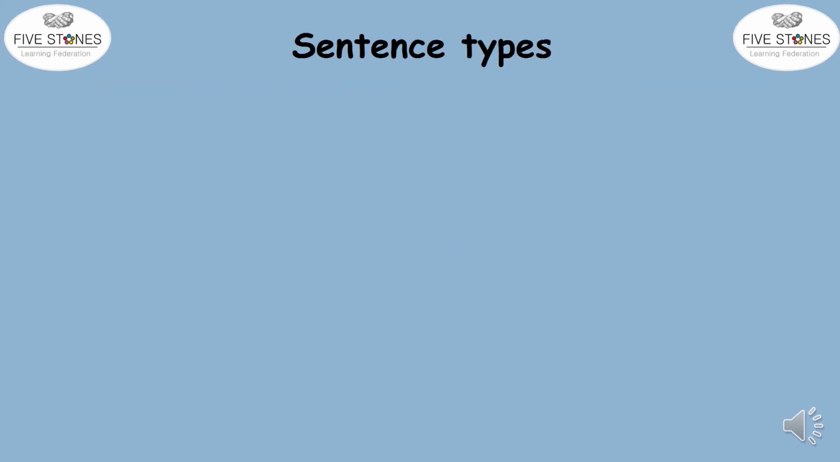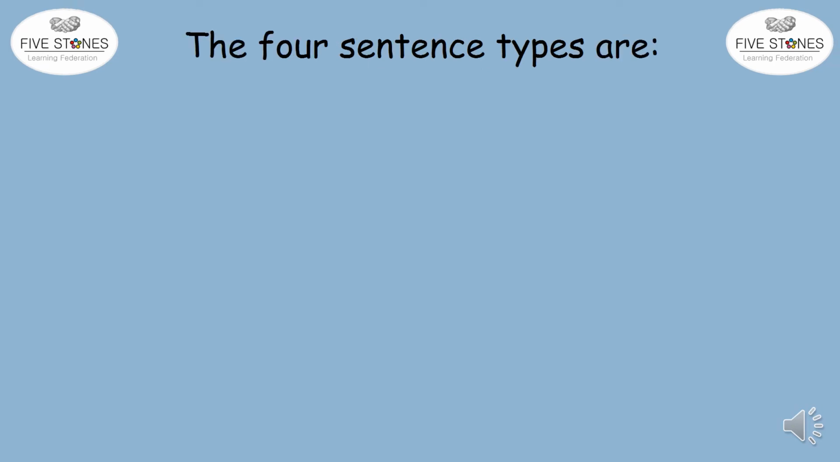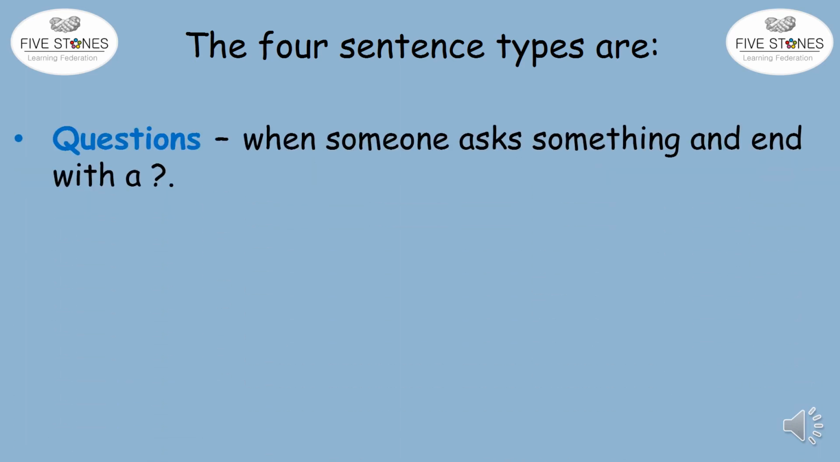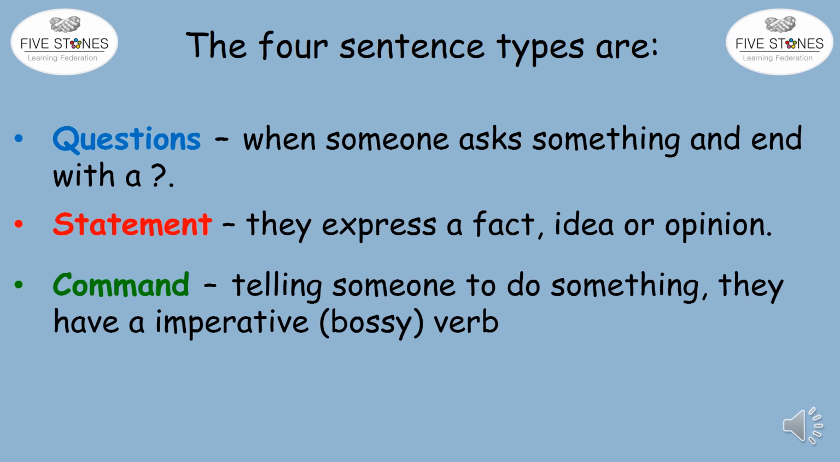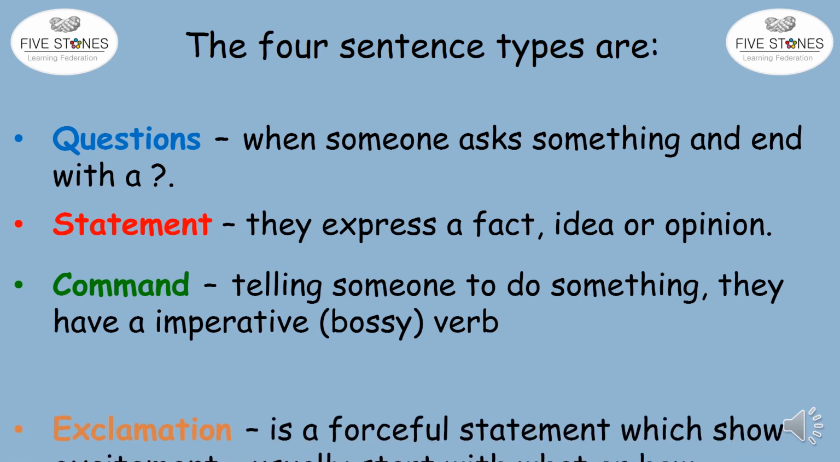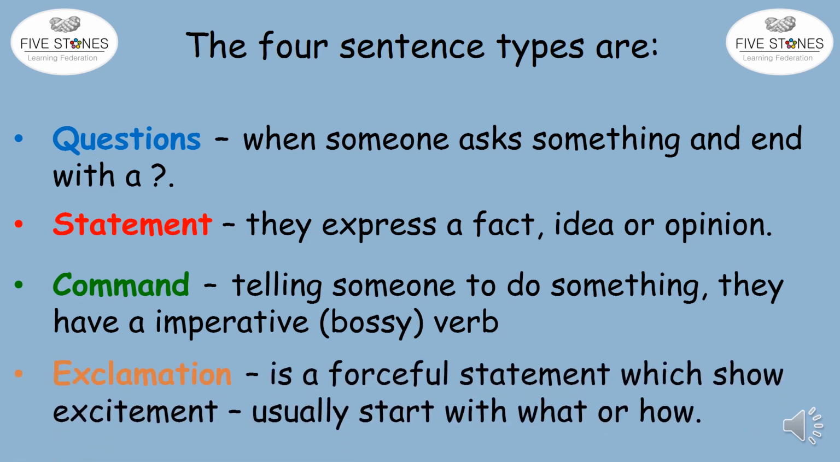The next thing we're going to look at is different sentence types. So the 4 sentence types we would have are questions, which is where somebody asks something, and as we know from before, they end with a question mark. Statement, where they just tell you a fact, opinion, or an idea. A command, it's where they tell somebody to do something, and they usually use an imperative verb, so a bossy verb. And then finally an exclamation, which is a forceful statement which usually shows excitement, and they usually do start with what or how.